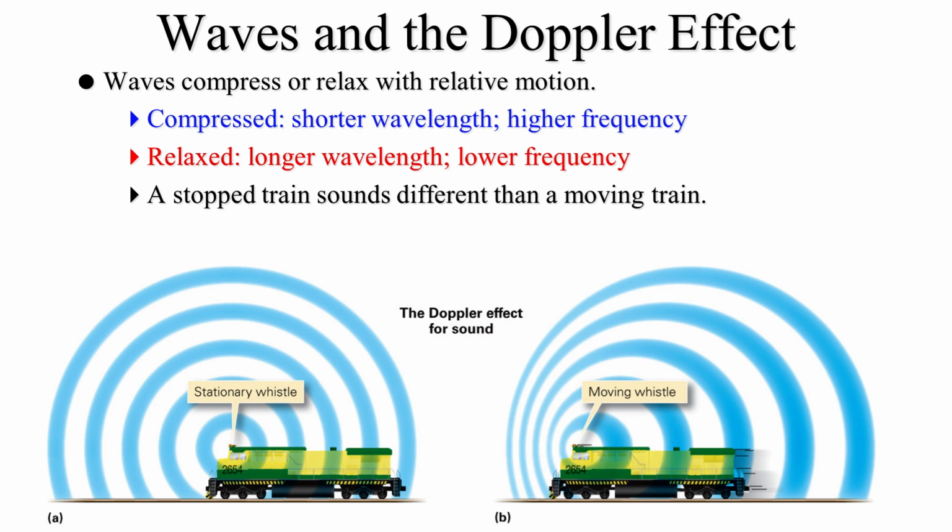The Doppler effect is related to these light waves. The thing is that waves change. Waves compress or relax with relative motion. Compressed means shorter wavelength, equals higher frequency. Relaxed means longer wavelength, equals lower frequency. A stopped train sounds different than a moving train. As the train approaches, a person hears a higher pitch. As the train passes, the pitch drops from higher to lower. As the train recedes, a person hears a lower pitch.